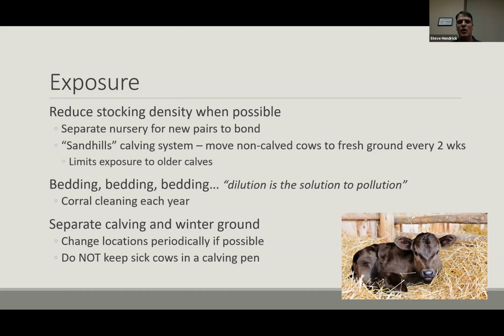But if you have multiple paddocks where you could potentially keep them for the winter and then calve in different ones, different years, I think that would be of value.